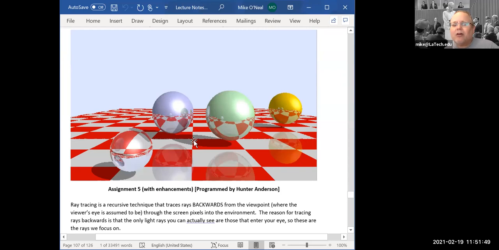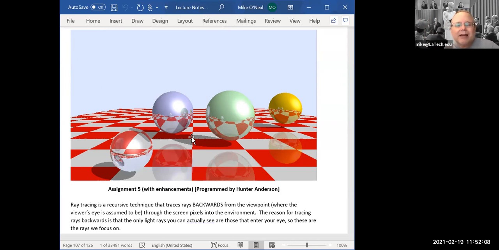So that's how you can get shadows, because you say, is there anything between this point that I'm at and the light source? If there is, turn off everything that's coming from the light source, the diffuse and the specular, and you'll make it darker.